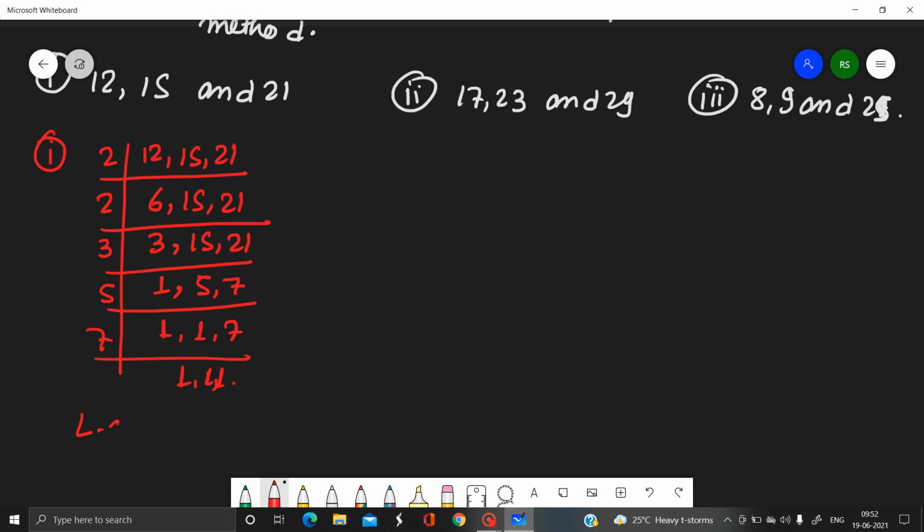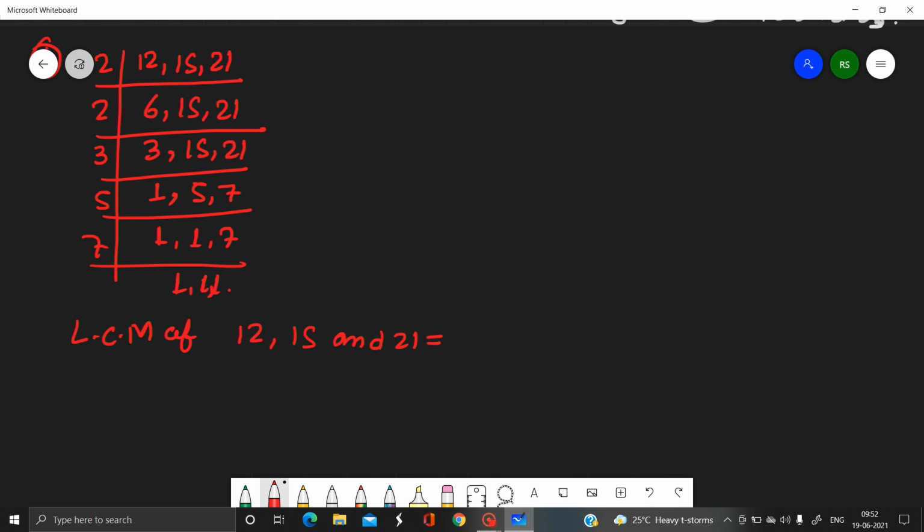Now LCM of 12, 15 and 21 is equal to, what are the prime factors of this number? So it is 2 into 2 into 3 into 5 into 7. So 2 twos are 4, 4 threes are 12, 12 fives are 60, and 60 into 7 is 420.